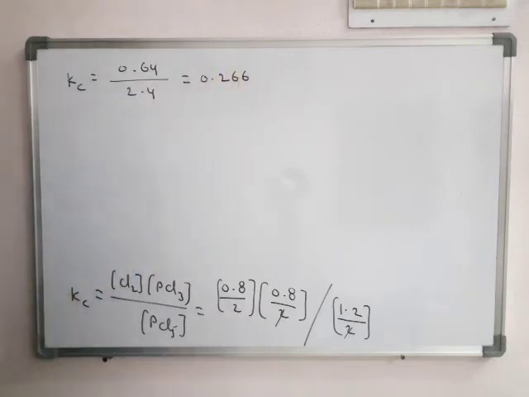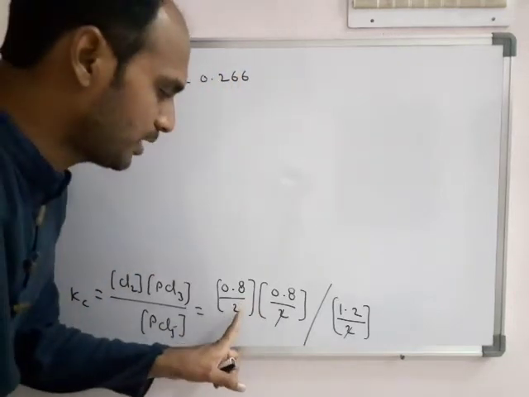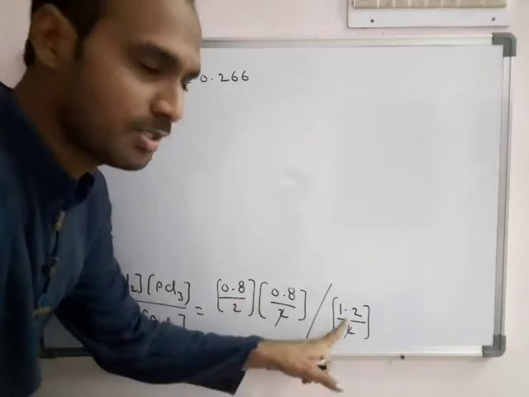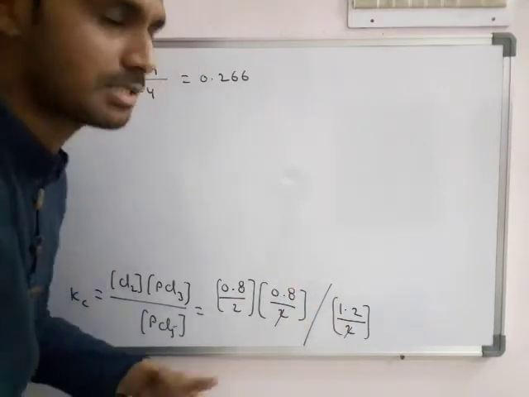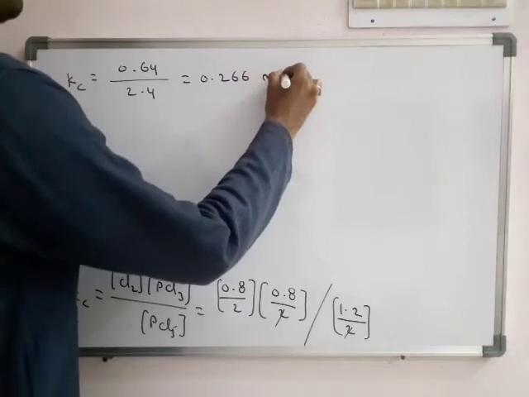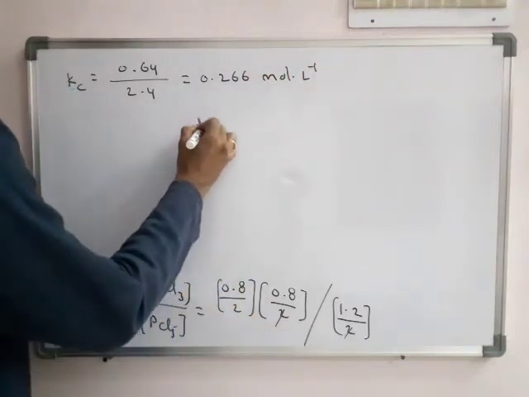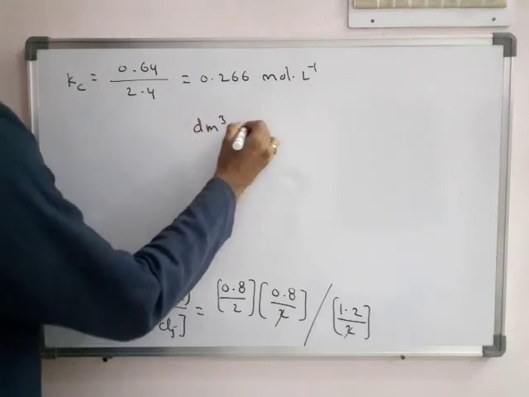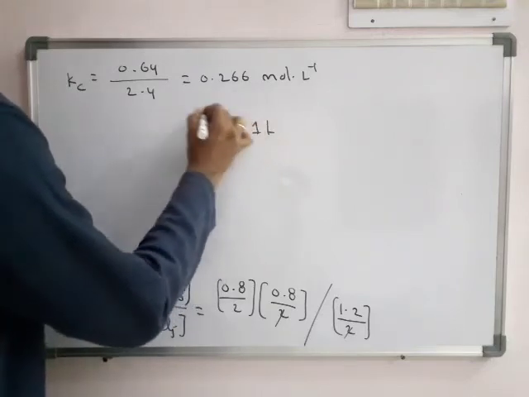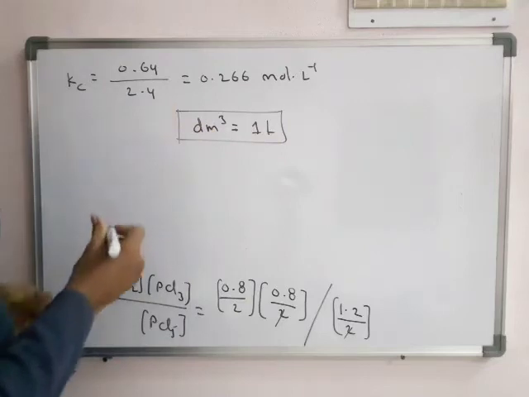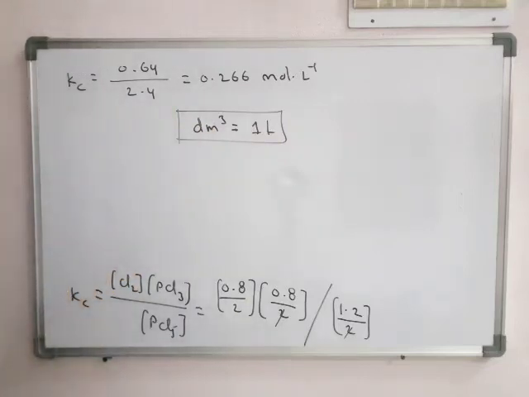So on overall calculation we will get 0.266 moles per liter. The units are moles per liter, moles per liter, divided by moles per liter, so one moles per liter cancels away, remaining moles per liter. Liter is nothing but decimeter cube, both are equal. A decimeter cube is nothing but 1 liter, numerically those have the same values.